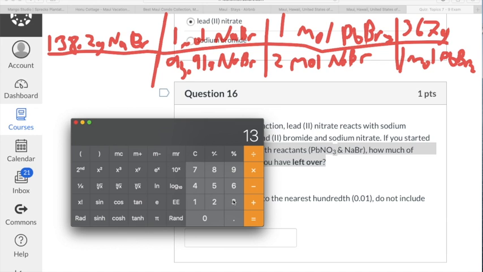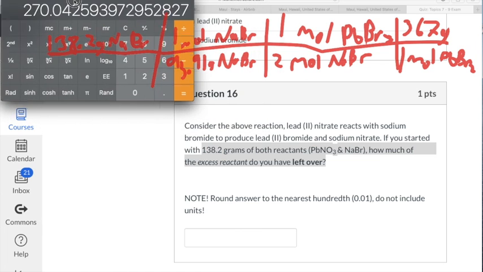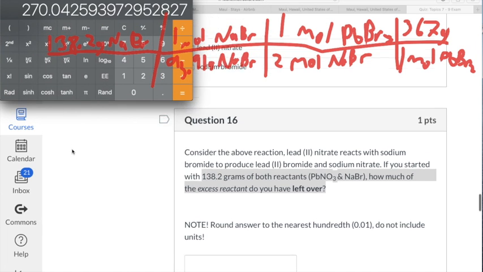To be 138.2 times, in parentheses, 1 divided by 93.91. Again, times that by a half, so I'm going to just multiply that by 0.5, and then multiply all that by 367. I'm going to end up with 270 grams. Last time we ended up with about 195, so that makes a lot of sense to me.